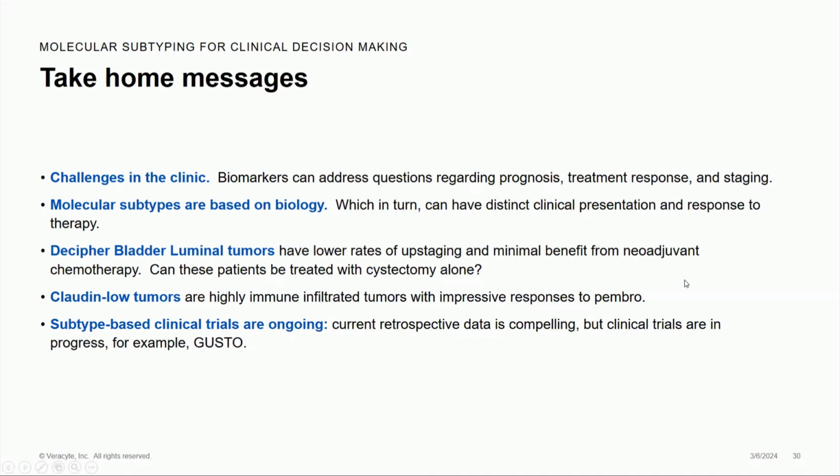Claudin-low tumors are highly immune infiltrated with very impressive response to pembro, but again, we need validation to confirm this is actually what's happening and not just based on the cohort. And there's a number of clinical trials that are ongoing using subtyping. So this is starting to emerge in the actual clinical setting, which I think is quite exciting.